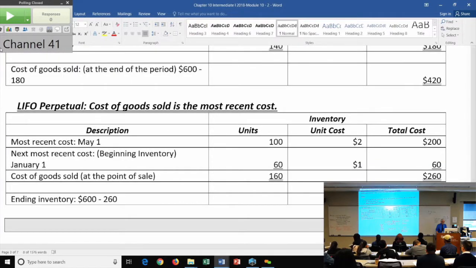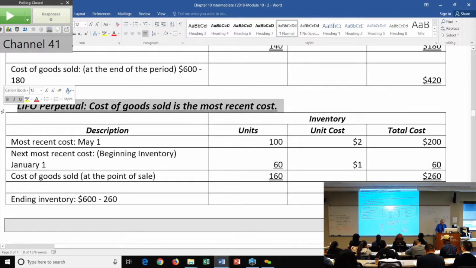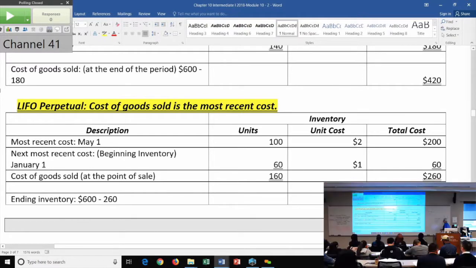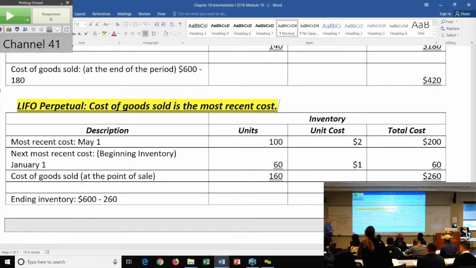Here's LIFO Perpetual. We're going to focus on the ending inventory and bring it up on the screen for you. Focus on cost of goods sold, I should say. So what we're going to do is now look at the point of sale. So the cost of goods sold now has to be at the point of sale. It has to be at the point of sale. So when you sell those units, the most recent cost is all of the May 1st purchase. That's the most recent cost.